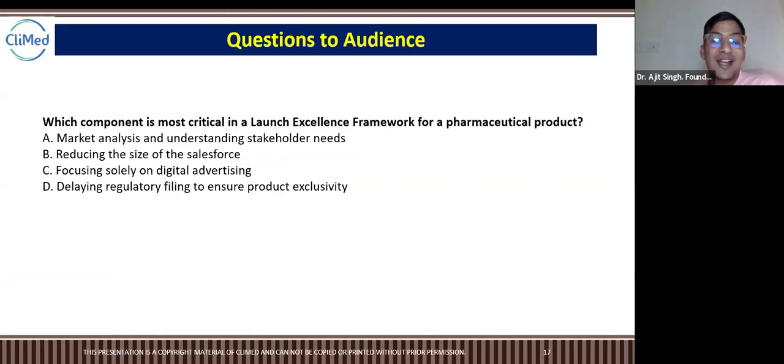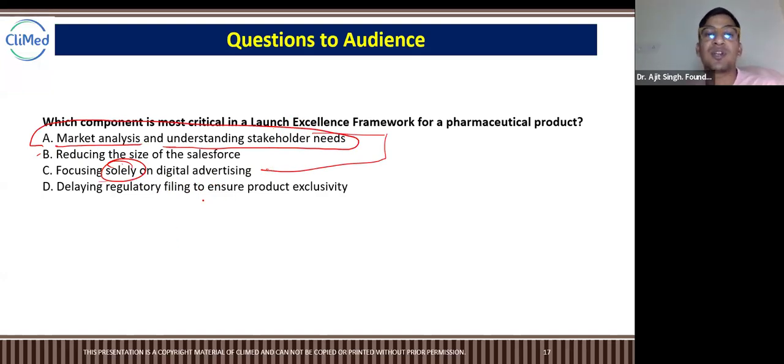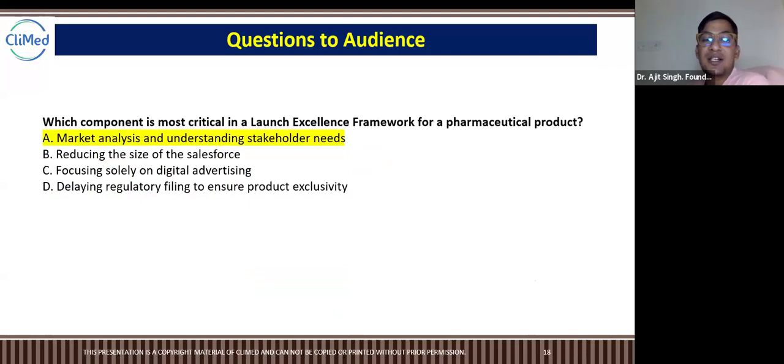You're so clear that the launch excellence framework is all about market analysis and understanding the stakeholders' needs. The launch excellence framework also works on reducing the size of sales forces if it's not needed, and focusing on digital advertising, but not solely. There is no word "solely". They also focus on all types of marketing, not only digital advertising. They prepare all the strategies to reach the maximum audience or maximum users, right? And they don't delay the regulatory filings. They keep everything in time so they can launch the product on time into the market, right? So the correct answer is A, market analysis and understanding the stakeholders.